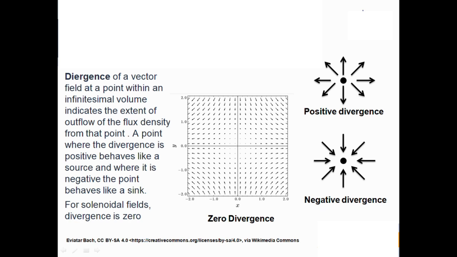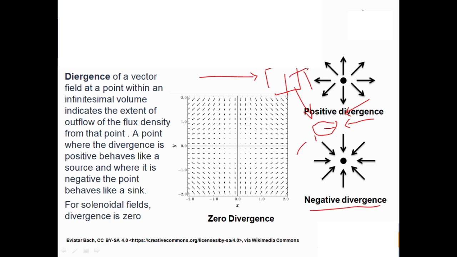Similarly, if you keep a negative charge at the center of a sphere, you see all the field lines going inwards, and that should be negative divergence. That's called negative divergence. And what that actually means physically is that there's a sink somewhere, all the flux is going into it.